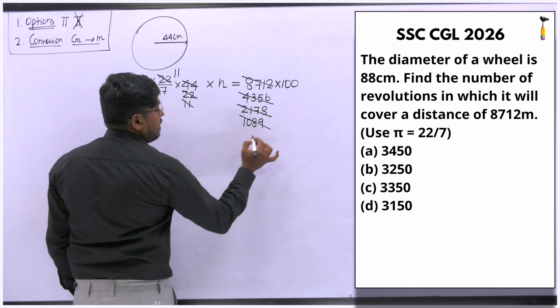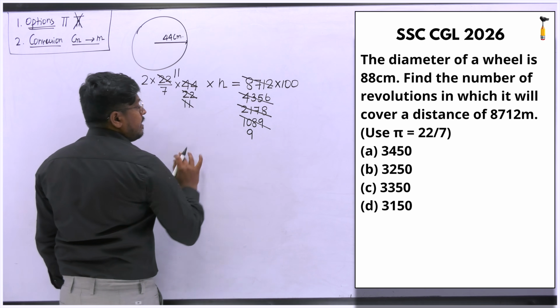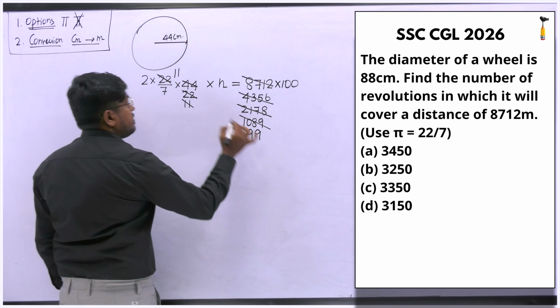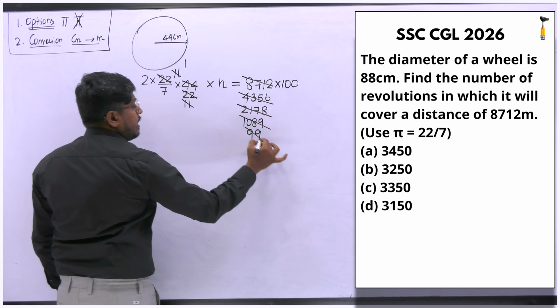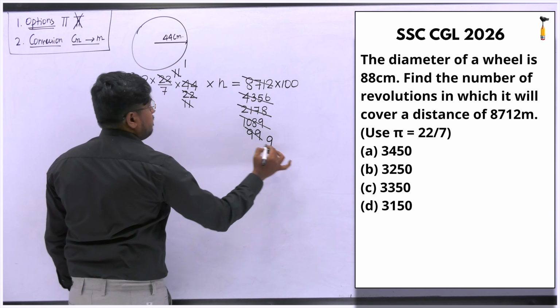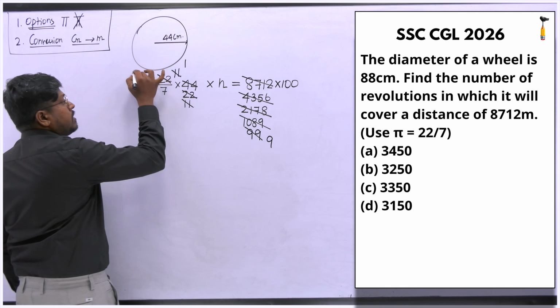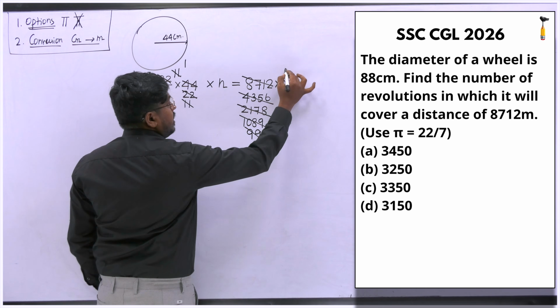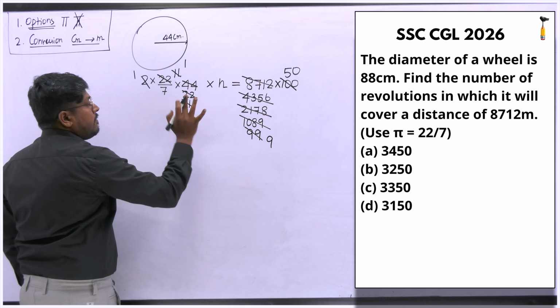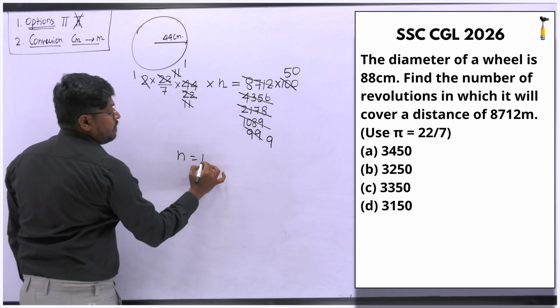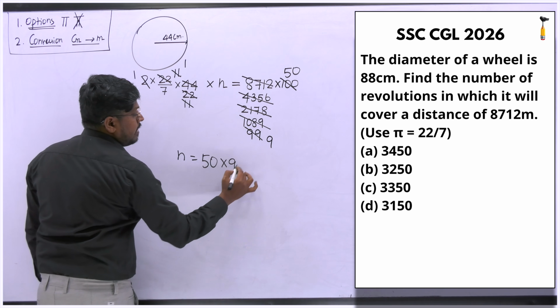If I cancel it on 11 table, 11 9s are 99. So remaining will be 9 99, again 9 times. 1 11s are 11, again 9 times. 1 2s are 2, this will be 50. So finally we have in the left hand side divide by 7. Right hand side we have 50 into 9 into 7.